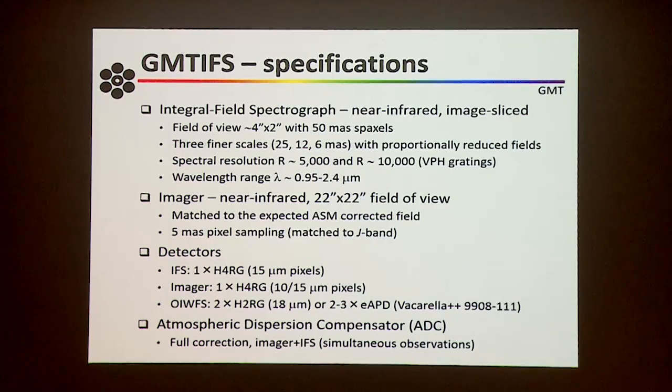So these are the specifications that we've come up with. In order to meet those science requirements, these are the very top-level specifications of the instrument. So we've got an integral field spectrograph operating in the near-infrared. It's image sliced. It offers a field of view of 4 by 2 arc seconds when you have the large 50 milliarc second pixels. And then there are 3 finer scales, basically halving that 3 times: 25, 12, 6 milliarc seconds, with proportionately reduced fields of view.